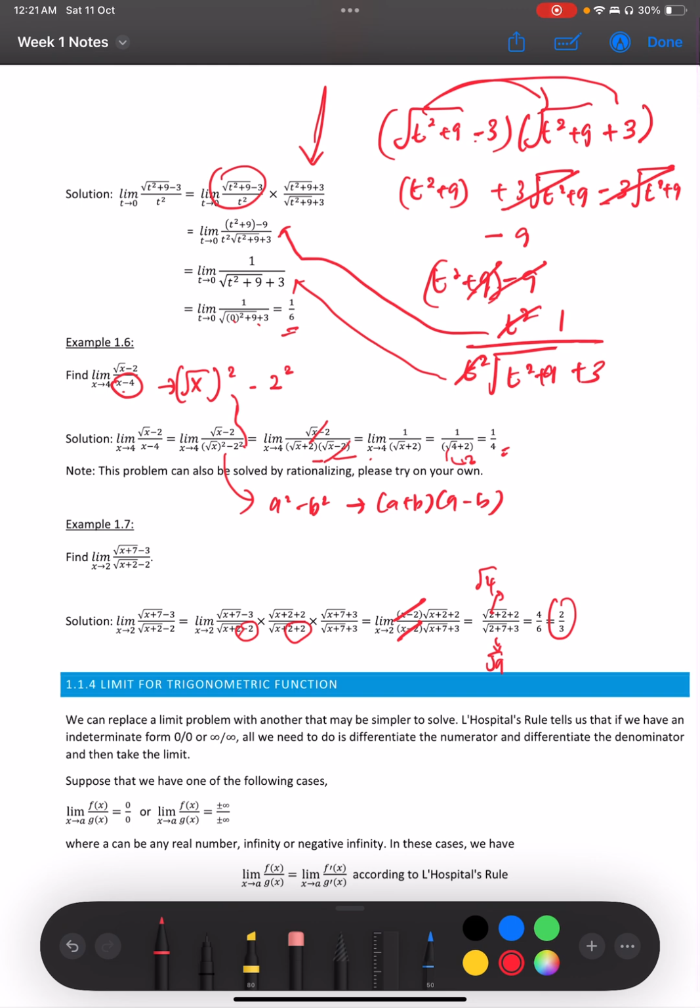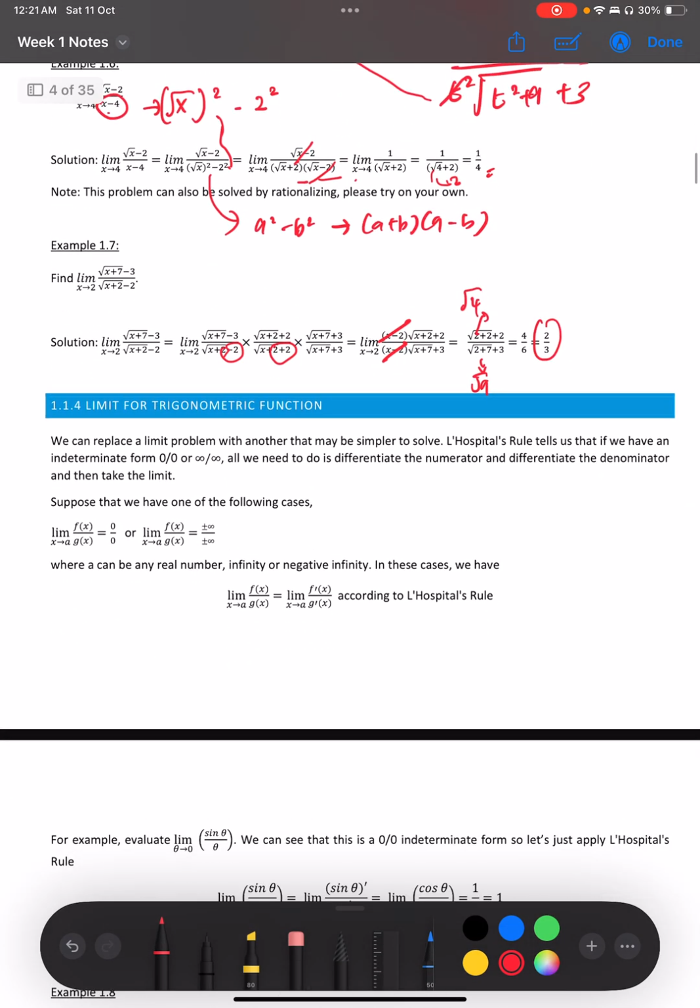What if we have a limit for a trigonometric fraction? So just now it was a fraction. We saw the linear, we saw the polynomial, the fraction just now, and now we look into the trigonometric function. All right, we can replace the limit problem with another form that may be simpler to solve.